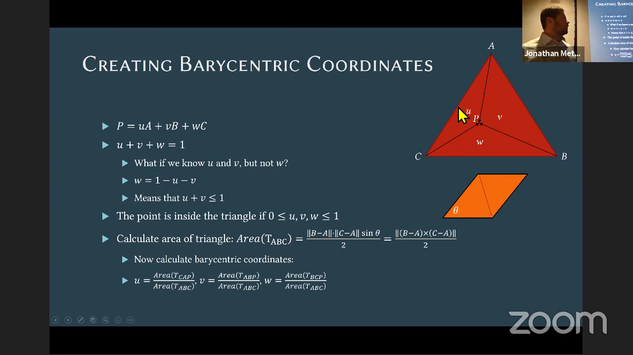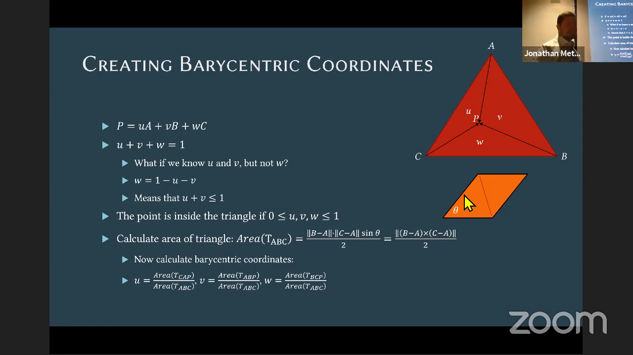Take edge 1, edge 2, you take the cross product and you take the length. That gives you sine, that gives you the area of the parallelogram. We divide by 2 to get the area of the triangle. So now we want to calculate the barycentric coordinates.